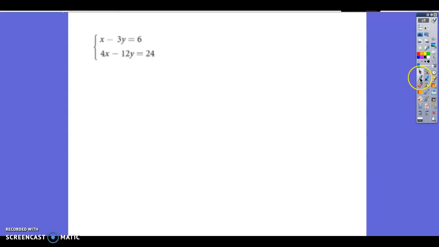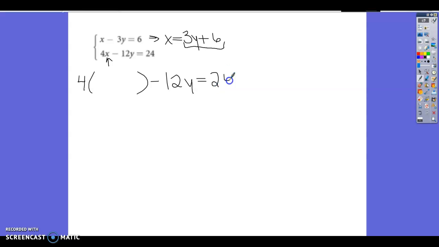All right, let's look at the next example. x would be the easiest to solve for. So let's say x equals, if we add 3y to the other side, 3y plus 6. Then we can take the 3y plus 6 and substitute that in place of x right here. So we're going to have 4 times x minus 12y equals 24, and in place of x, we substitute 3y plus 6.